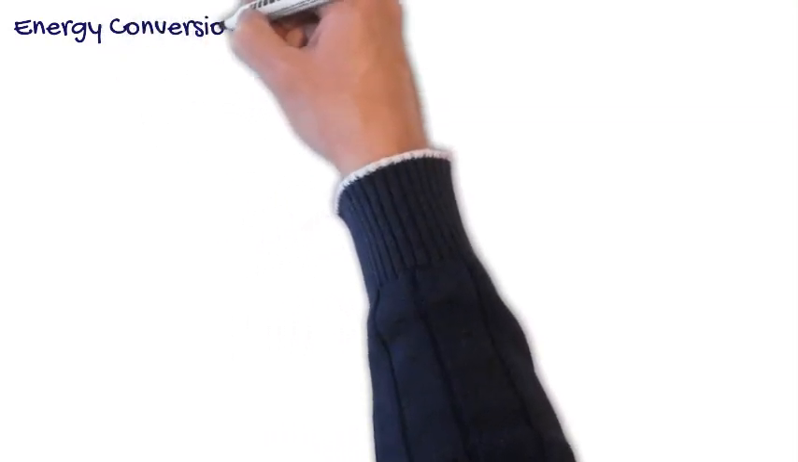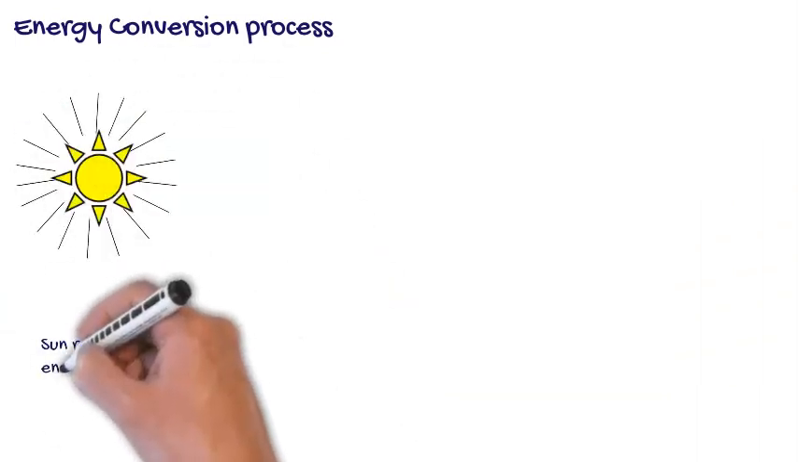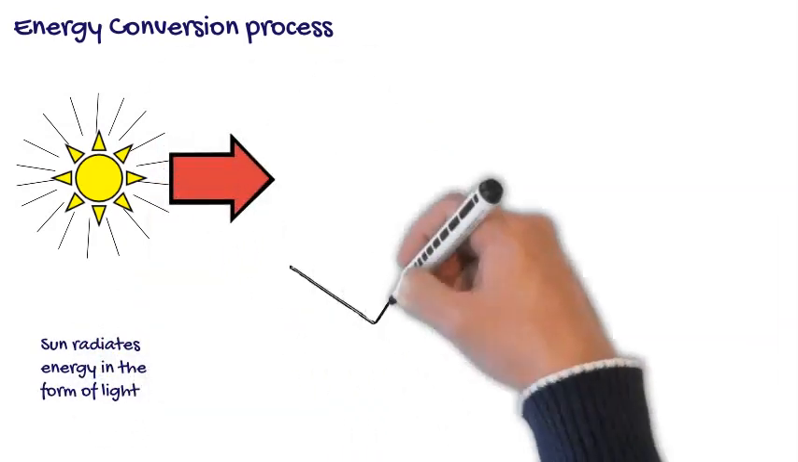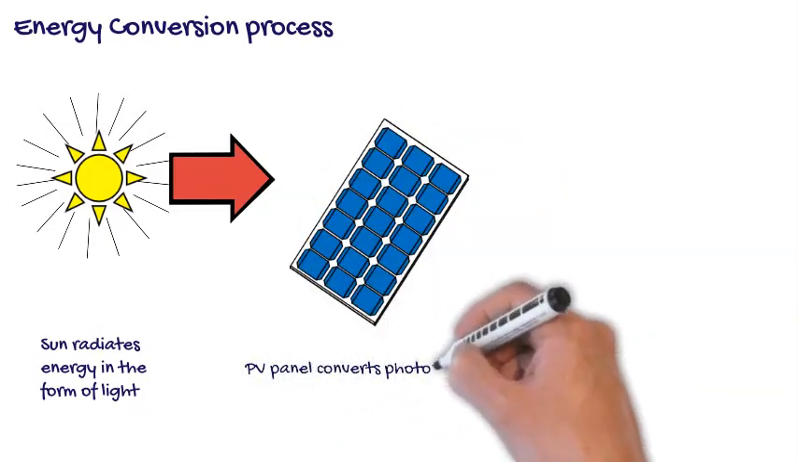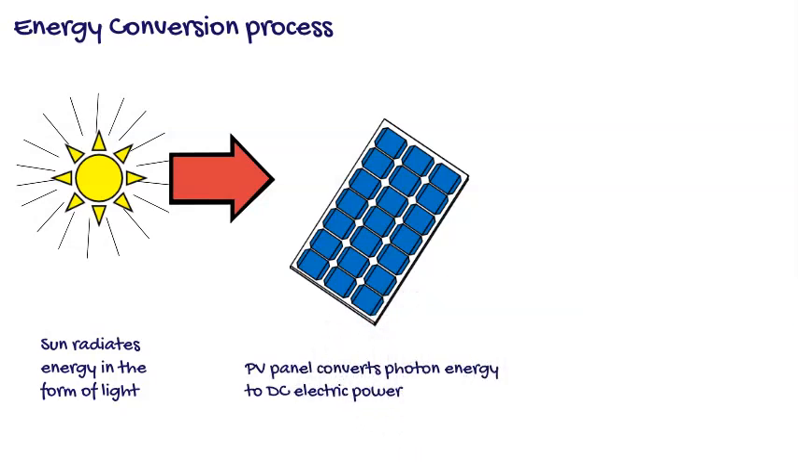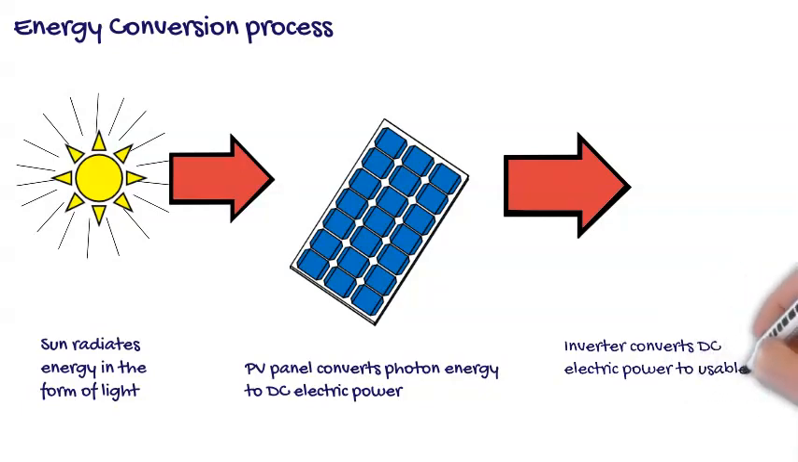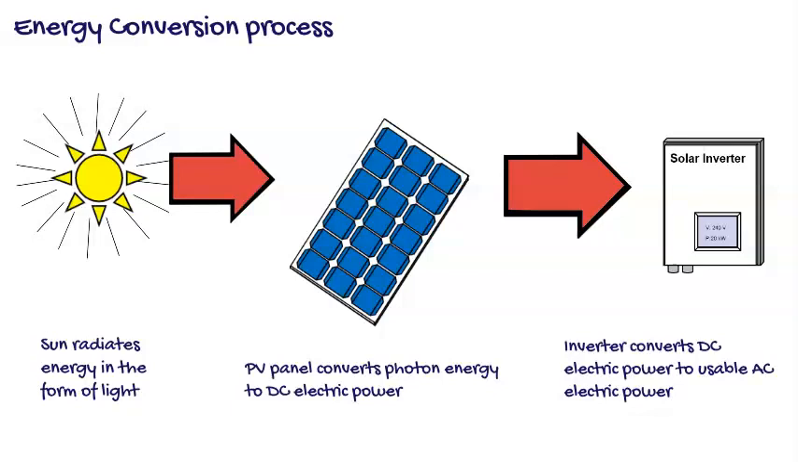A few steps are involved in the energy conversion process. First, solar radiation contains energy in the form of light. This light, which contains photons, hits the Earth's surface after traveling very far through space. Then, the PV panel converts photon energy from the sunlight to free electrons that will flow if there is a path created between its positive and negative terminals. The flow of electrons creates DC electric power. Finally, the inverter converts DC electric power generated by solar to usable AC electric power. This power will be sent to a house or the grid.